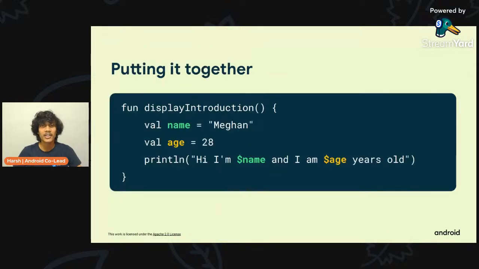Let's finish putting the display introduction function together. We have our variables, but they don't do anything yet. Let's add a print statement to print out your introduction using println and print to the output in the Kotlin playground. In order to print your variables, you will use string templates, which allow you to include a variable reference in a string by using the dollar sign before the variable name. You can learn more about string templates from the link given in the chat.